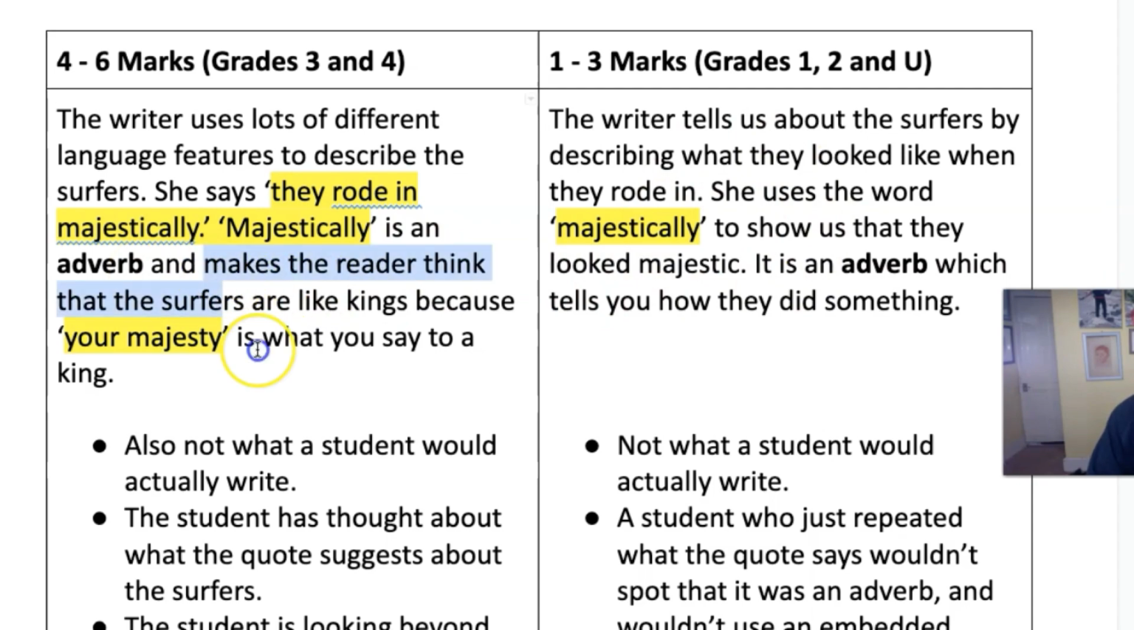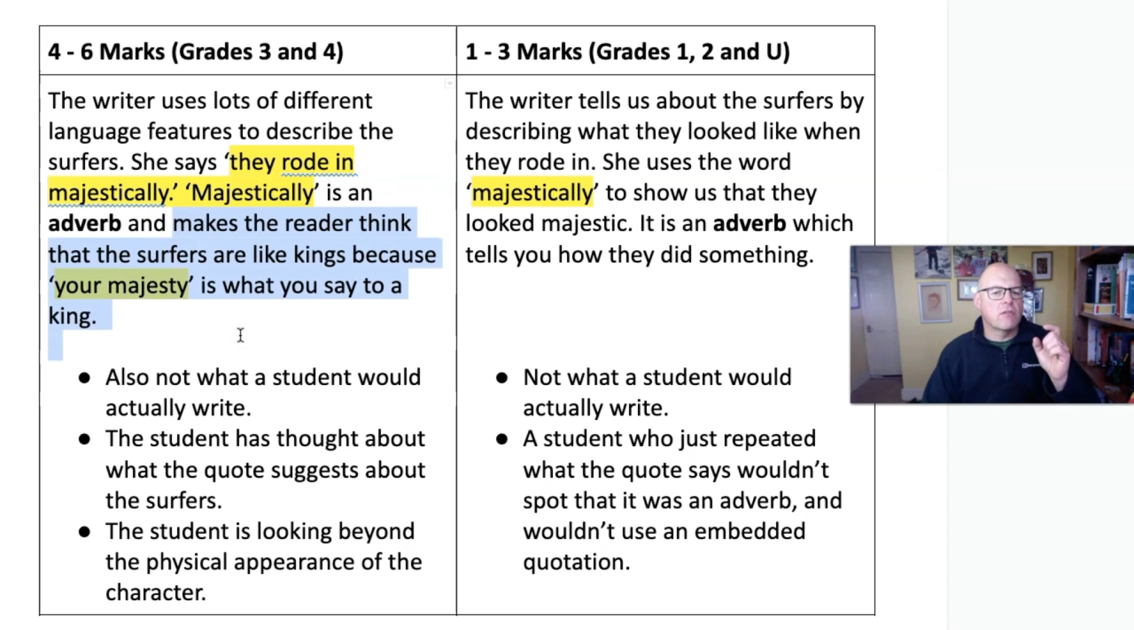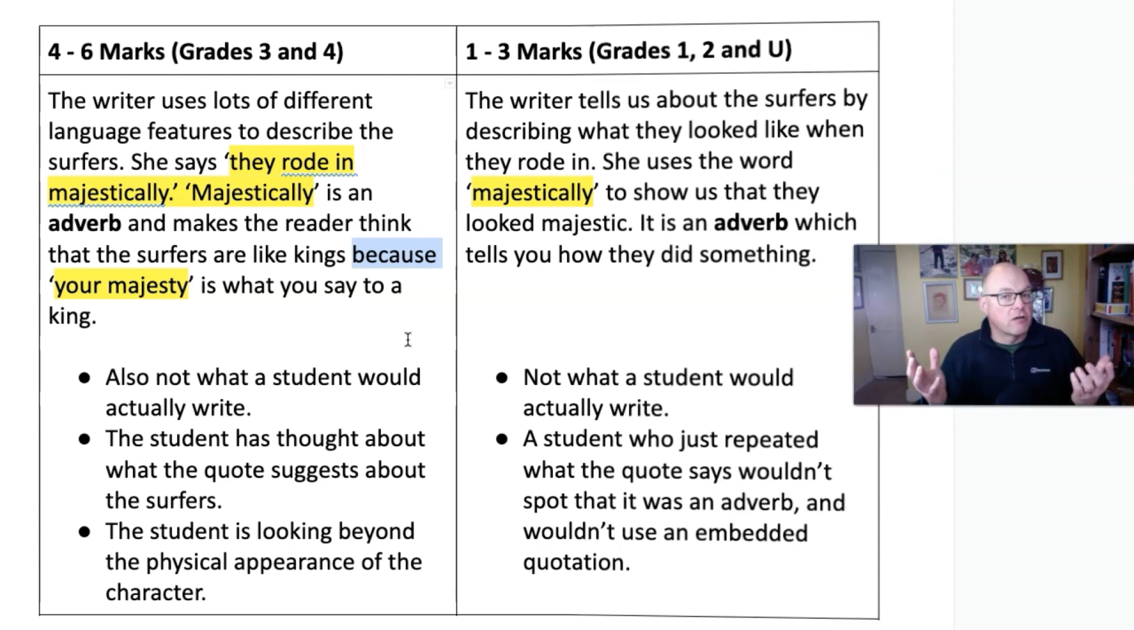So it's this section of the answer that is going to give us the higher marks, because it makes the reader think that the surfers are like kings. That's where the marks are. Then they've tried to explain that in more detail, because Your Majesty is what you say to a king. But the explanation doesn't really help. The examiner will already be able to work out that majestically gave the inference of being a king or like a king. The because part should explain why the writer wanted to suggest that they were like kings, what that has to do with surfing itself.